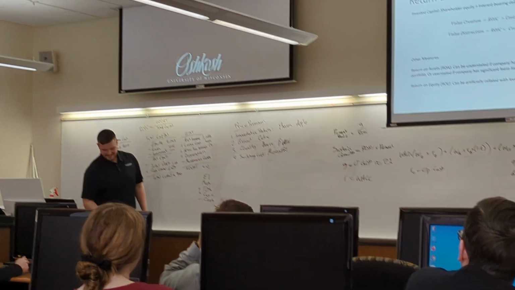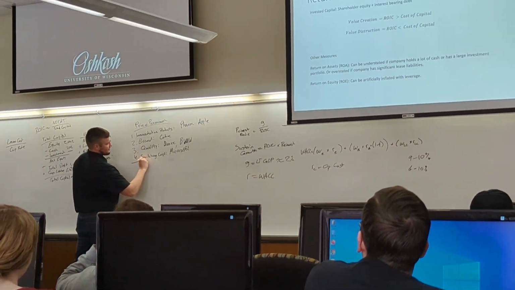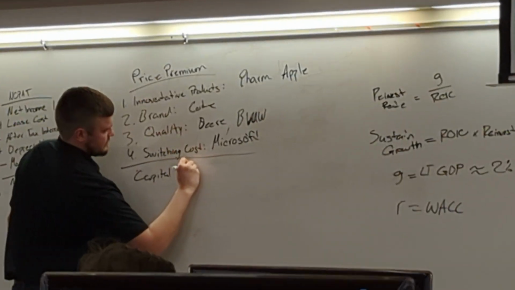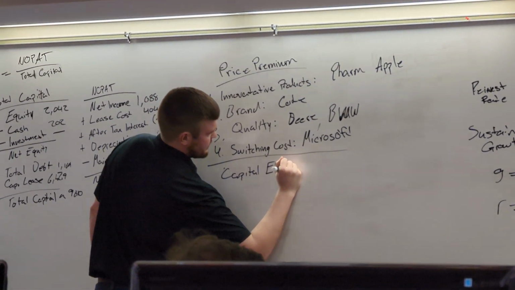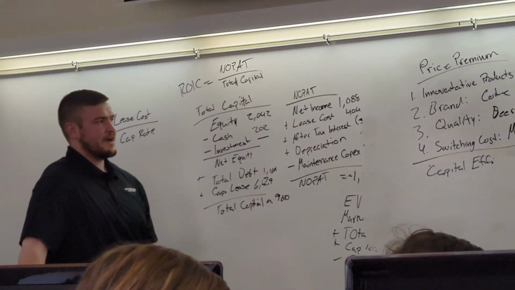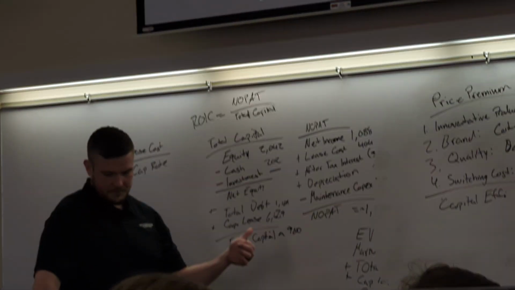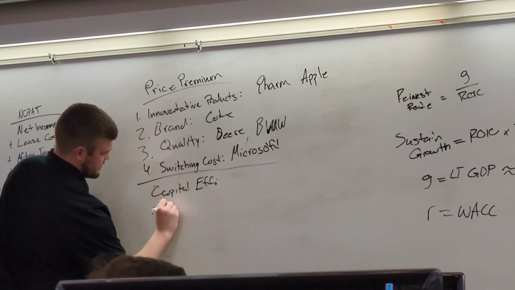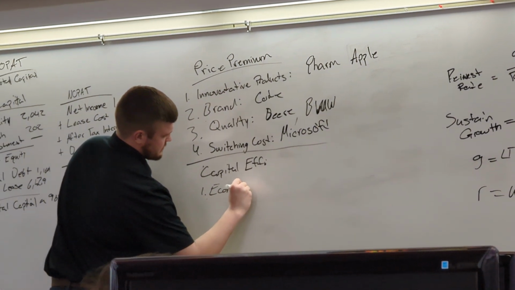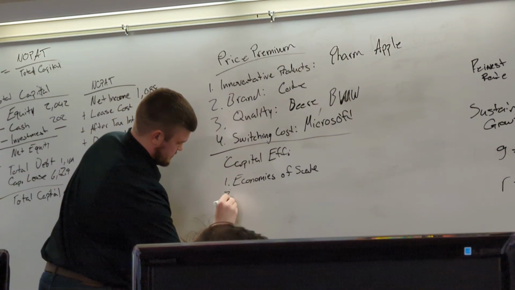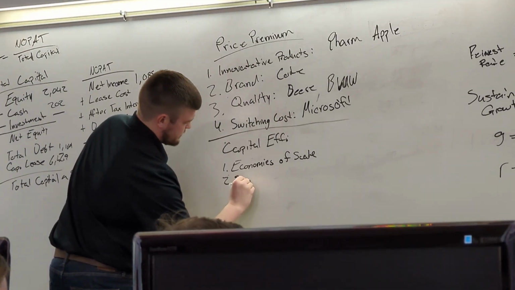But all right. So we have our pricing powers. Then we have capital efficiency. Some companies can't charge a higher price just based on their product, but they can operate in a more efficient manner than others. So some sources for that are economies of scale, and then scalable product.